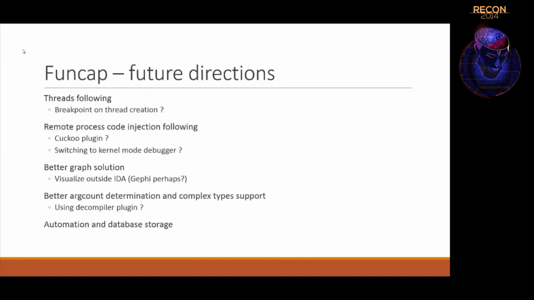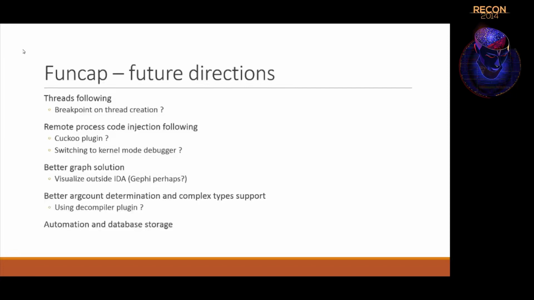Or you can also switch entirely to a kernel mode debugger, and then you can trace the injected code, but it's not that easy. Better graph solution: currently in IDA there is not much that can be done by a script to make a better graph, so I was thinking about going to an external application like Gephi. Better argument count determination and complex type support: I'm planning to do that when I have time.